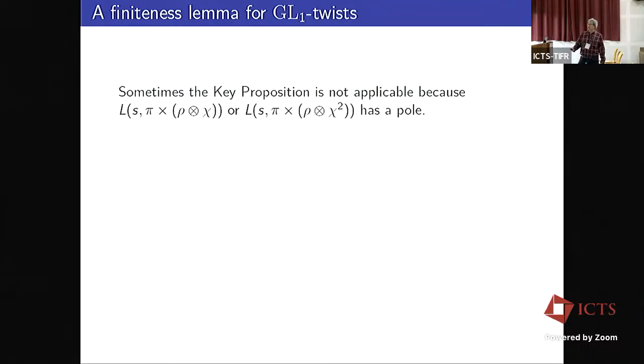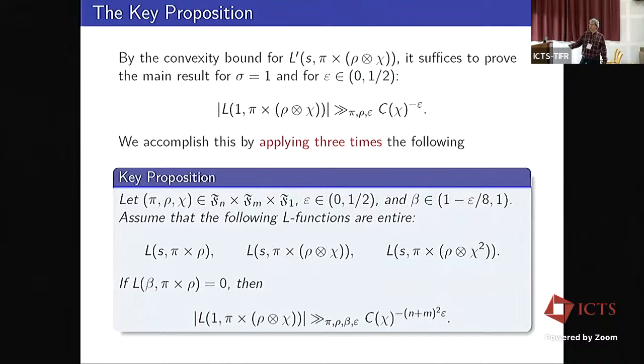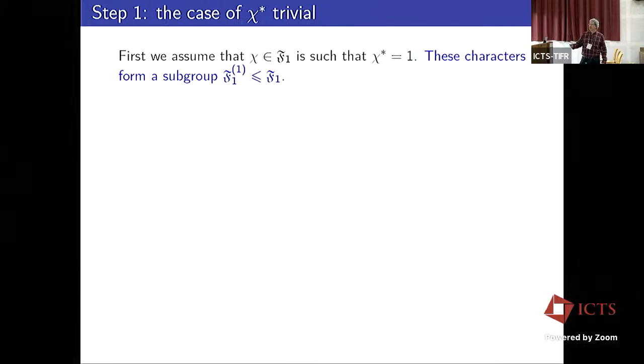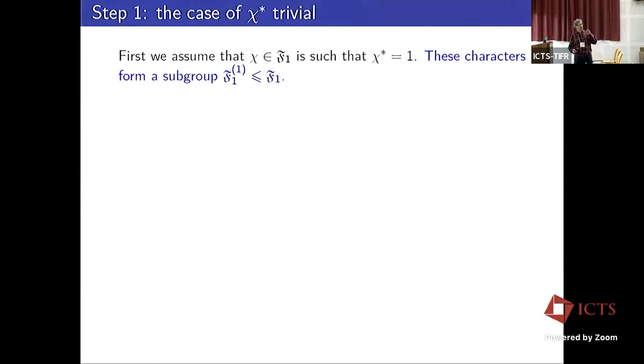Anyways, now I'm jumping to proving this lower bound, and as I said, I will do this in three steps. In the first step, I will assume that chi star is trivial. So the star part of chi is trivial, meaning that chi is simply a determinant character, determinant to the it. I denote those characters so. In other words, we assume that the star normalized version of chi is trivial. These characters form a subgroup of all GL_1 characters. So let's see how the proof goes for the case of chi star equals 1.